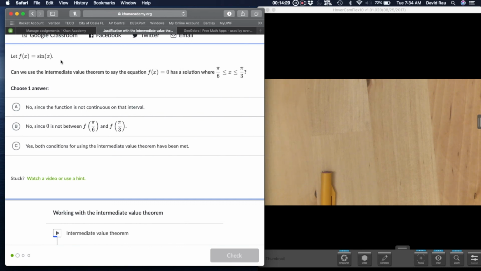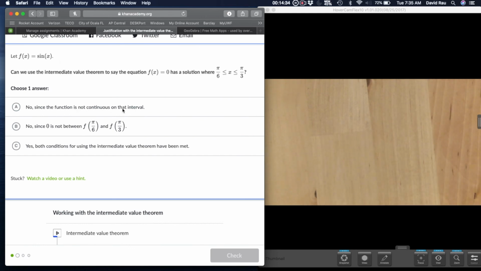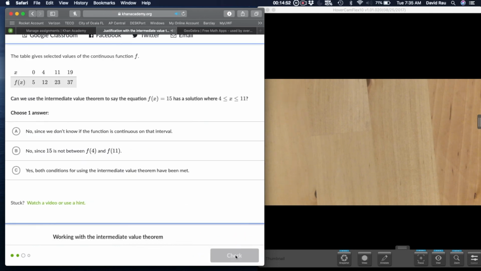Okay, again, this is definitely a more complex question. Is sine continuous? If you remember from our graphs, sine is a wave, it goes on forever, so yes, it's continuous. But is 0 in between these y values? It's actually not. Sine at pi over 6 is 1/2. Here it's root 3 over 2. It doesn't actually cross 0 in between these two. So we're going to go with no.